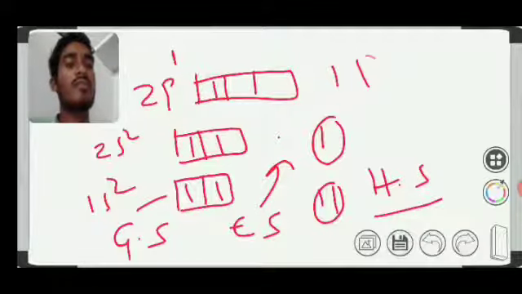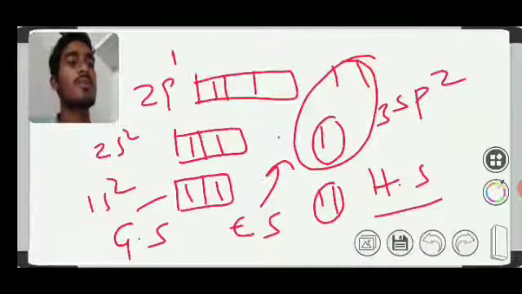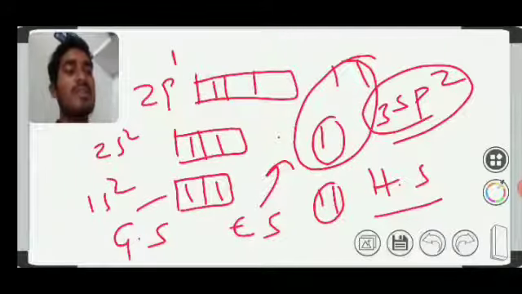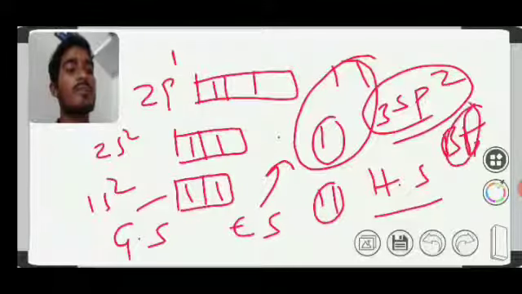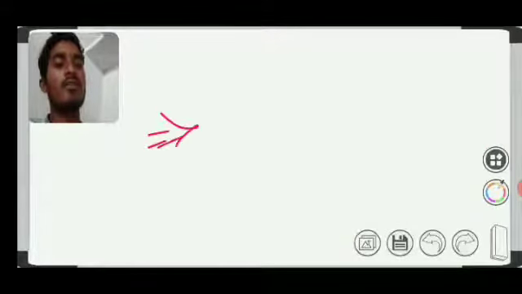So here 3 sets of orbitals can form, 3 sp2 hybrid orbitals are formed. Okay, this is the example for boron trifluoride, and now how they look in the form of an orbital structure.